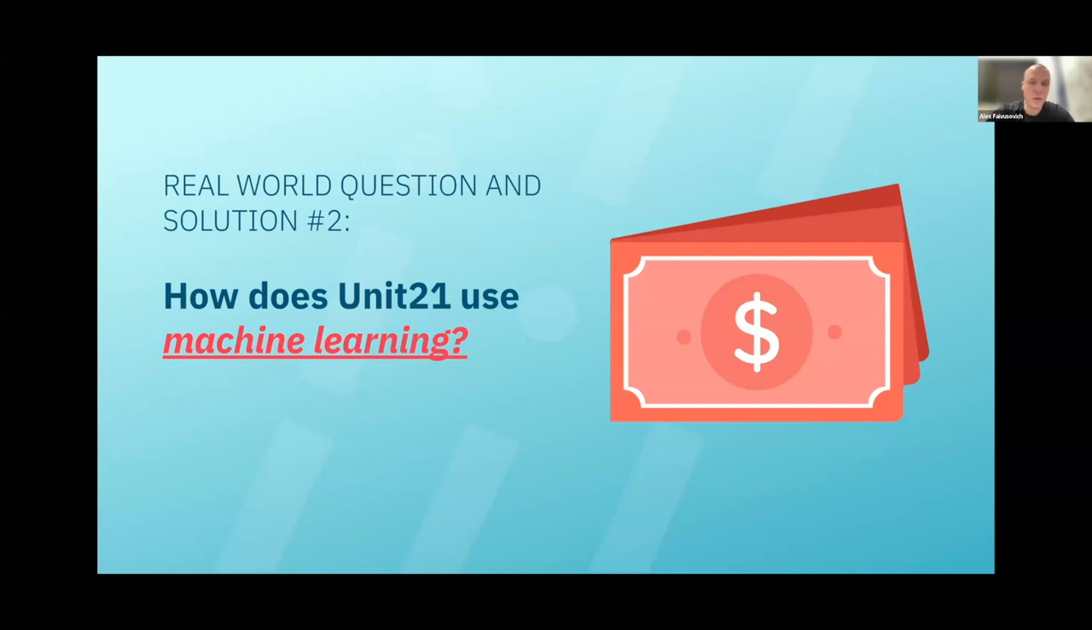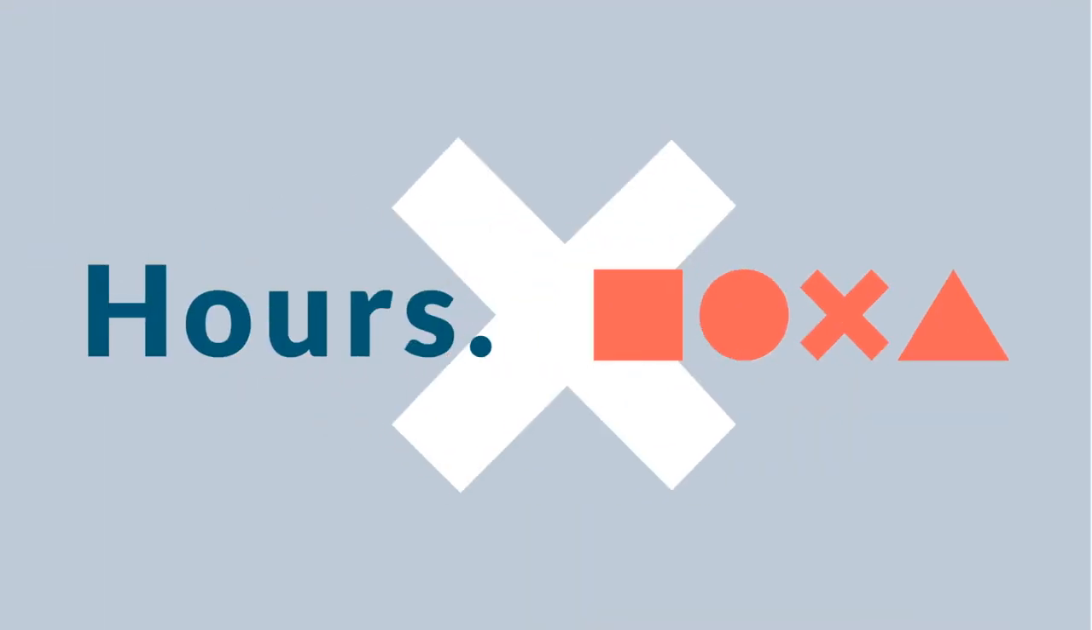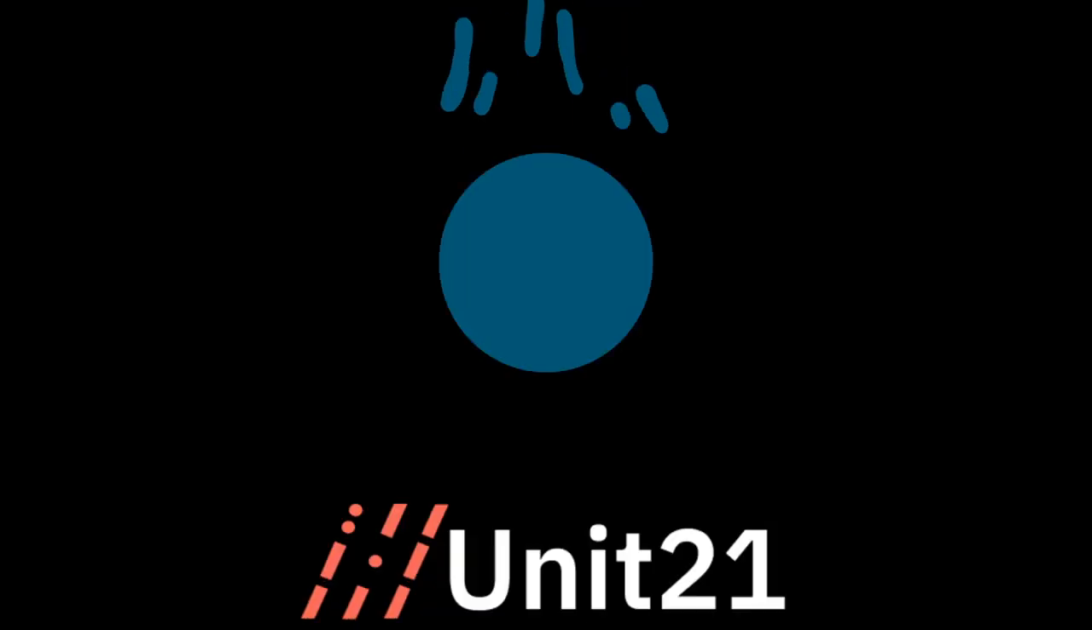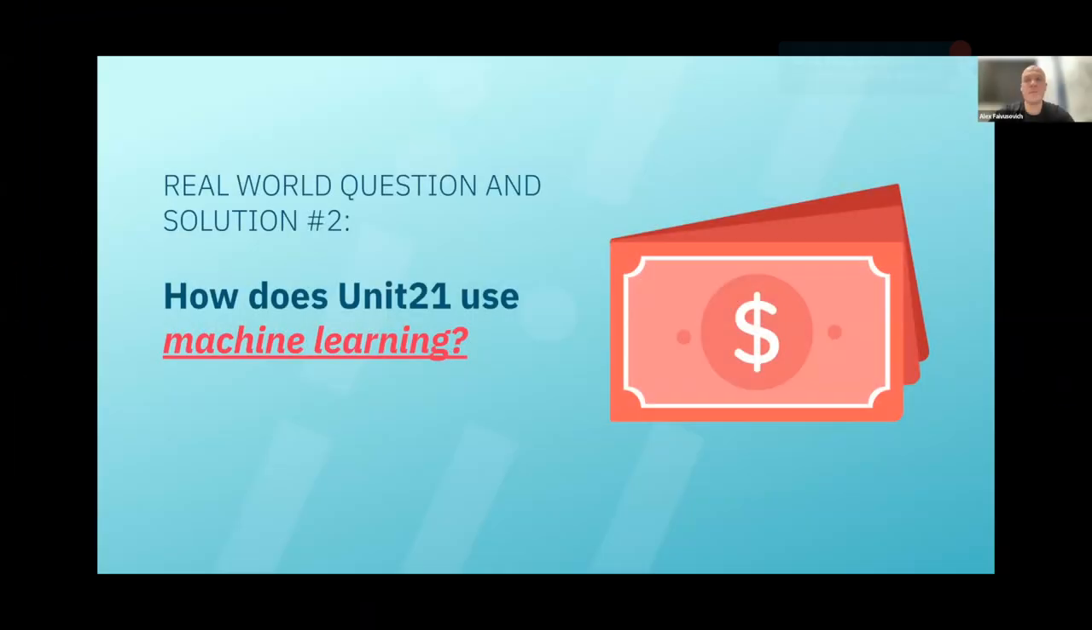How does Unit21 use machine learning? So we introduced machine learning capabilities earlier this year, and I think really our approach is rather unique.